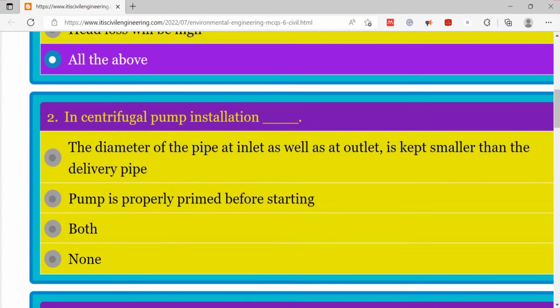In centrifugal pump installation, the diameter of the pipe at the inlet as well as at outlet is kept smaller than the delivery pipe, and pump is properly primed before starting. So for the centrifugal pump installation, both of these are correct. That is, the diameter of the pipe at the inlet as well as at the outlet is kept smaller than the delivery pipe, and the pump is properly primed before starting.